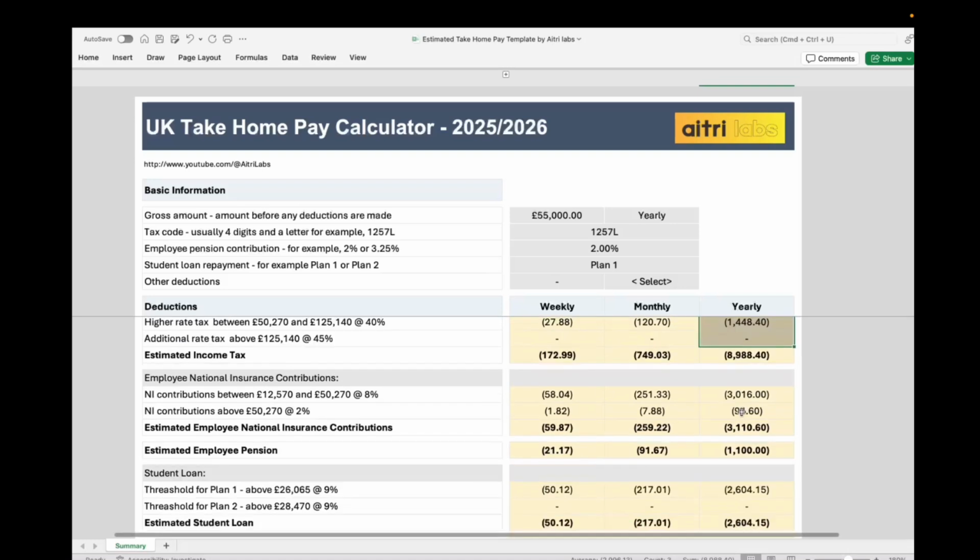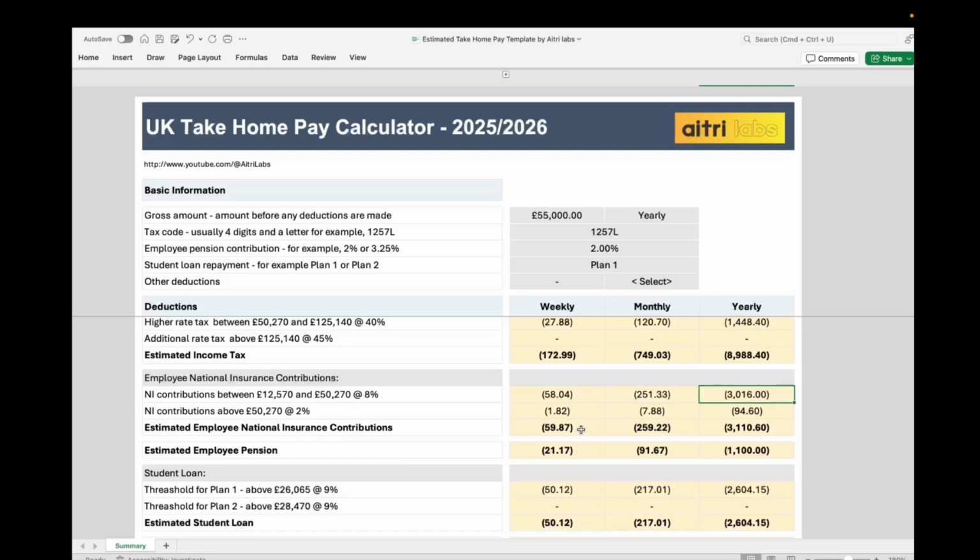Next, employee national insurance contribution. The threshold here is 12,570. Anything you earn up to that figure doesn't incur any deductions. Now, anything you earn above that figure, up to 5270, that's taxed at 8%. And anything above that, taxed at 2%. Then your total estimated employee national insurance contribution, a combination of those figures, gives you your balance.